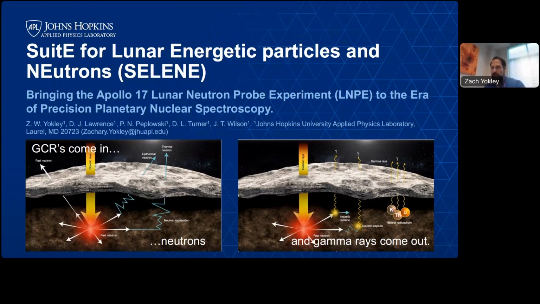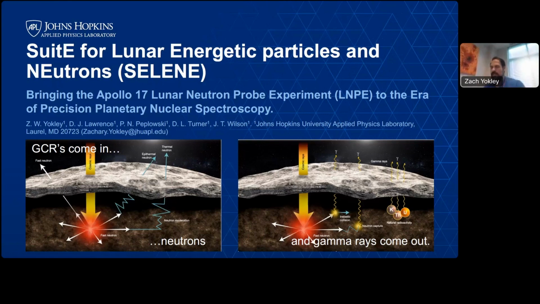We have energetic charged particles come in, usually GCRs, but also SEPs. They hit the surface of the moon or any airless body, and what they'll do is they'll spallate. They'll bust apart atoms that are in the surface, liberating a lot of neutrons. Those neutrons will scatter around. Some will escape as fast neutrons with energetic. Some will downscatter to epithermal or thermal. And some will interact with nuclei and produce gamma rays.